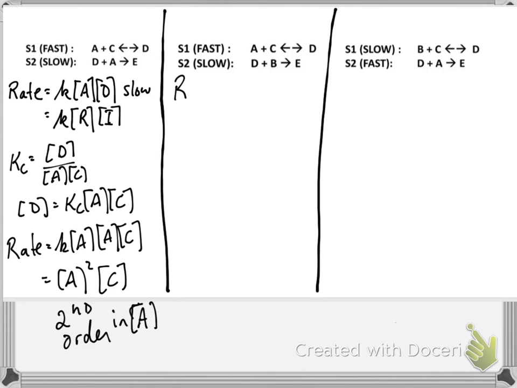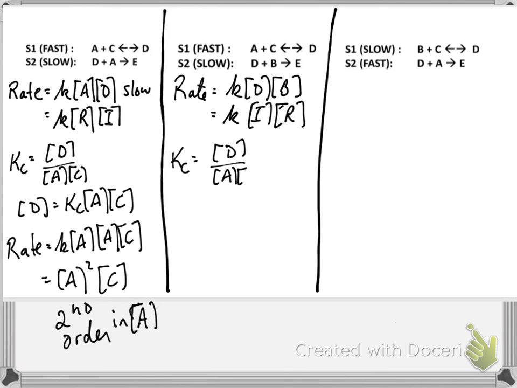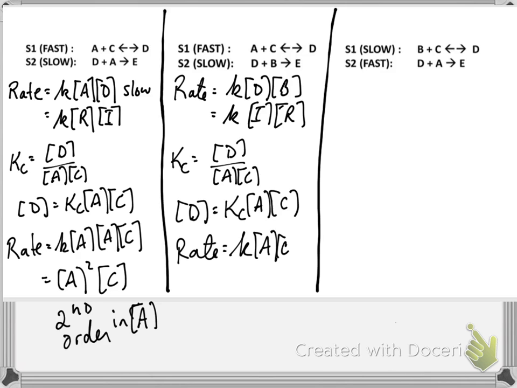In the middle set, we do the same thing. The rate is the slow step, D times B now. The intermediate is still there. B is playing the role of a reactant. We have to determine Kc again. And if we do that, we get the same expression for the concentration of D. We substitute, and we see that we get the rate law of ABC. Now the reaction is first order in A.